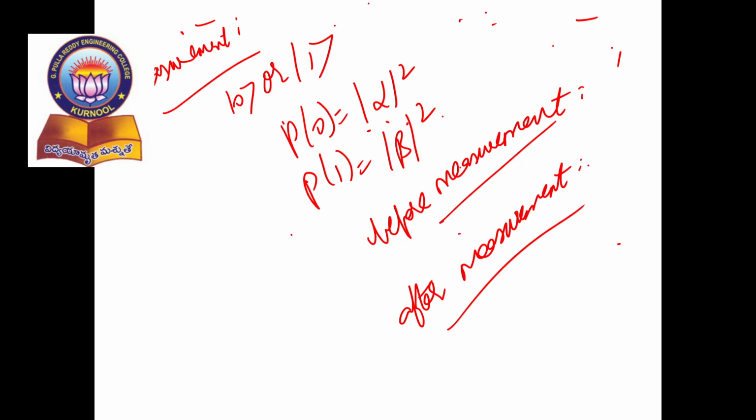Before measurement, the qubit can be anywhere on the Bloch sphere. After measurement, the quantum state becomes either 0 or 1, because the quantum state loses superposition. So it can't be in both the 0 and 1 state. It has to be in either the 0 or the 1 state.